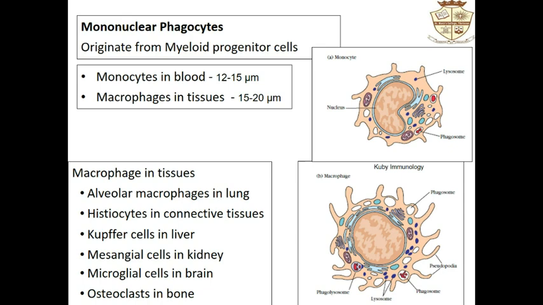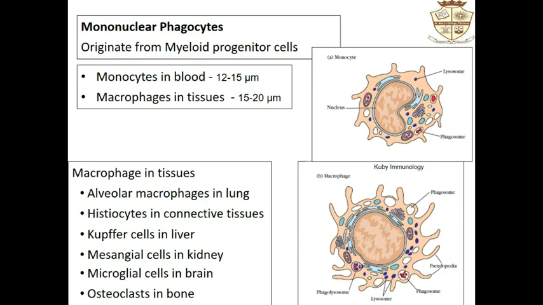Macrophages are named according to their tissue location. For example, alveolar macrophages are present in lungs, histiocytes are present in connective tissue, Kupffer cells are present in liver, mesangial cells are the macrophages present in kidney, microglial cells are the macrophages present in brain, and osteoclasts are the macrophages present in bone.